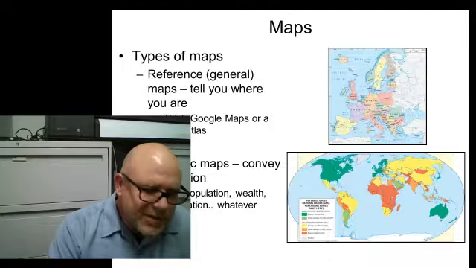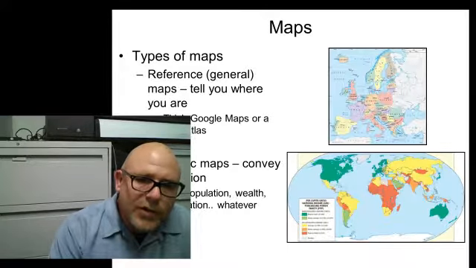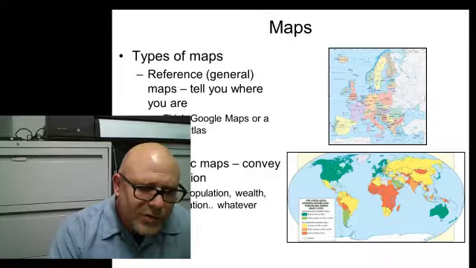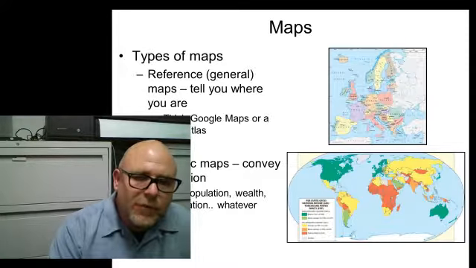There are different kinds of maps we will use in this class. Some are simply reference maps that tell you where countries are, and some are what we call thematic maps that convey data, and we will be using thematic maps to help understand how places are different from each other.